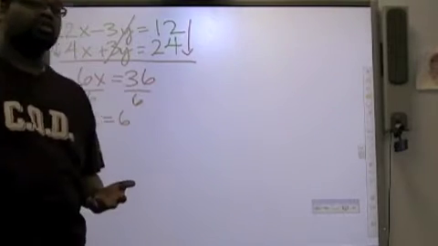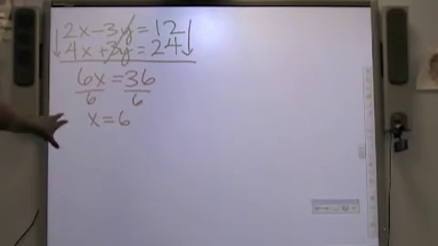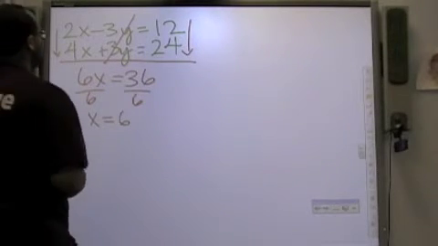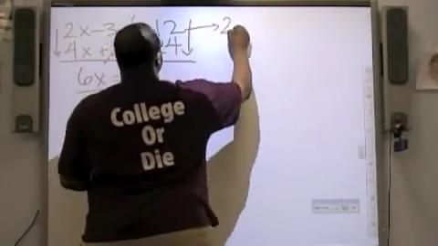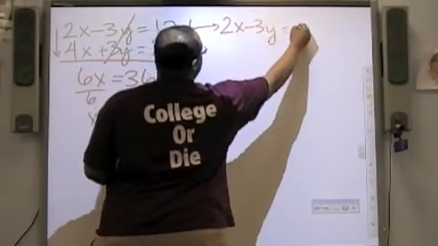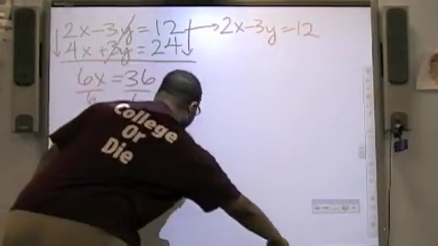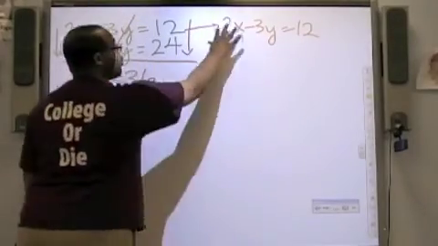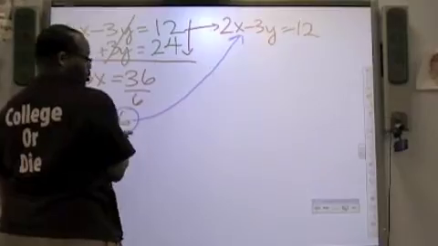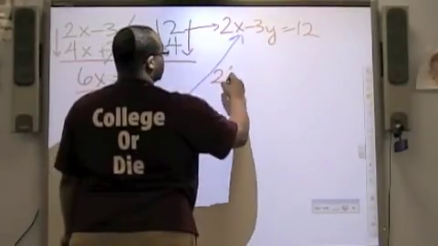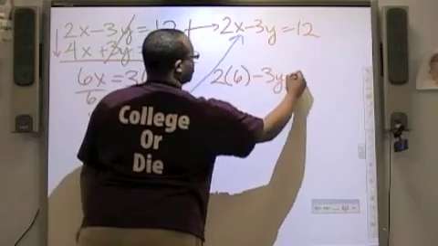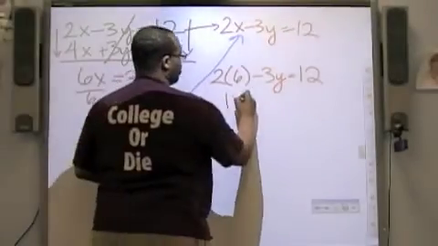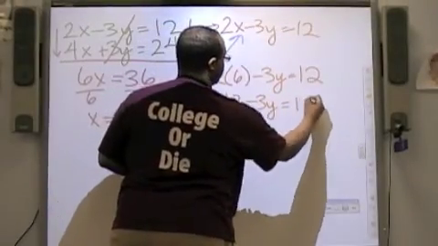Now that I have x equals 6, what I'm going to do is take that information and substitute that 6 back into one of those equations to solve for y. Let's say we're going to use this first equation here. 2x minus 3y equals 12. Remember, I'm going to now take this 6 and put it in for x. So now I'm going to rewrite that equation with my value for x, which is 6. 2 times 6 minus 3y equals 12. So now I'm going to have 2 times 6, which is 12, minus 3y equals 12.